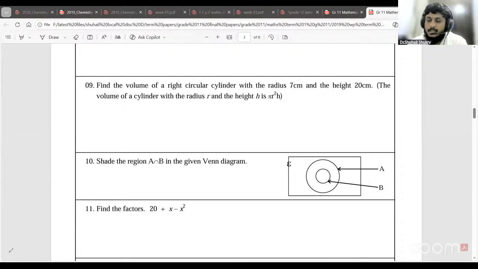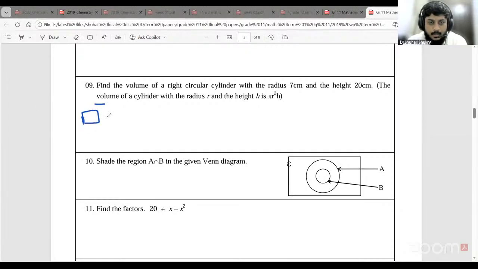Remember, there are four shapes for which the volume formula is the same. What are those four shapes? One is the cube. The second one is the cuboid. The other one is the triangular prism.